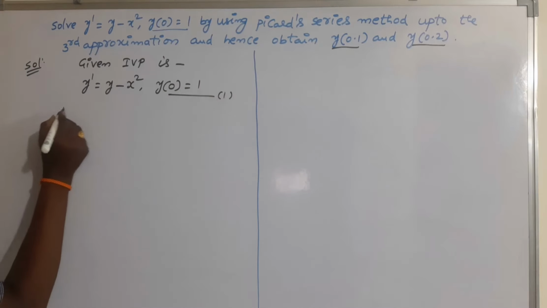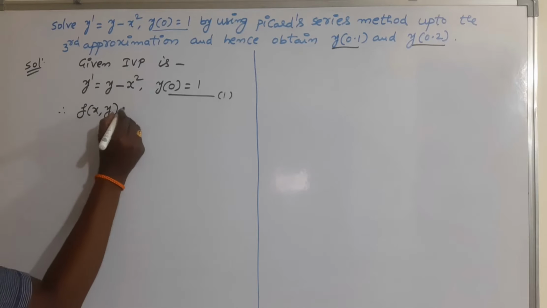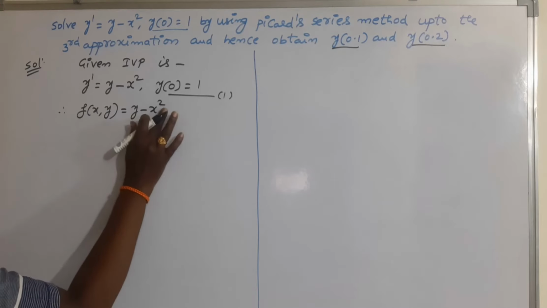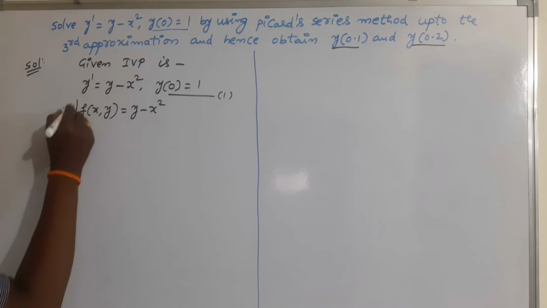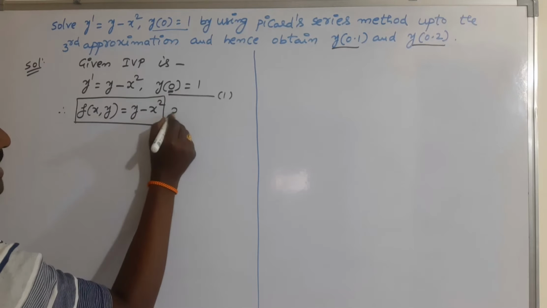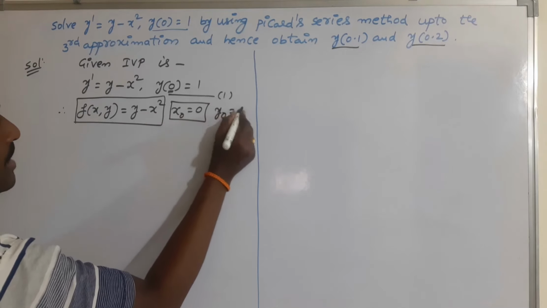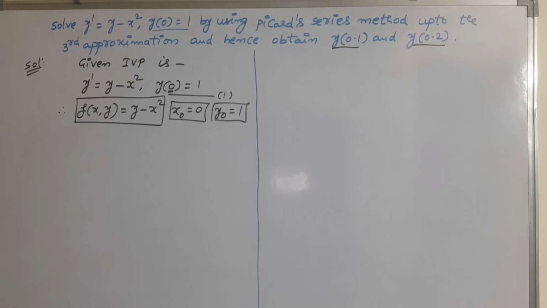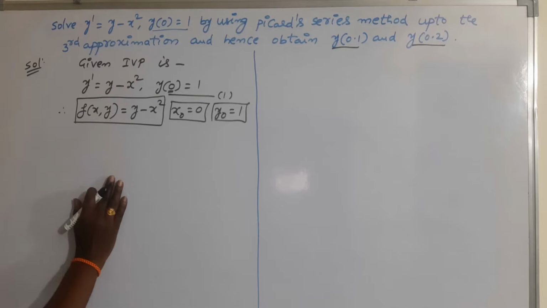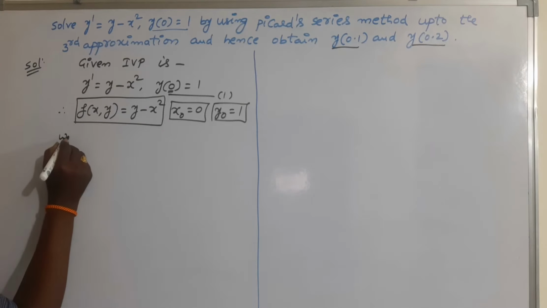Okay, so here write the notations. The right hand side function is represented by f of x comma y in Picard series method, which is equal to y minus x square. Please highlight this representation with your box. And initial value is x0. X0 value is 0 here. And what about y0 value? 1. Okay, by comparing the given initial value problem with the standard form of an initial value problem, you will get these notations.